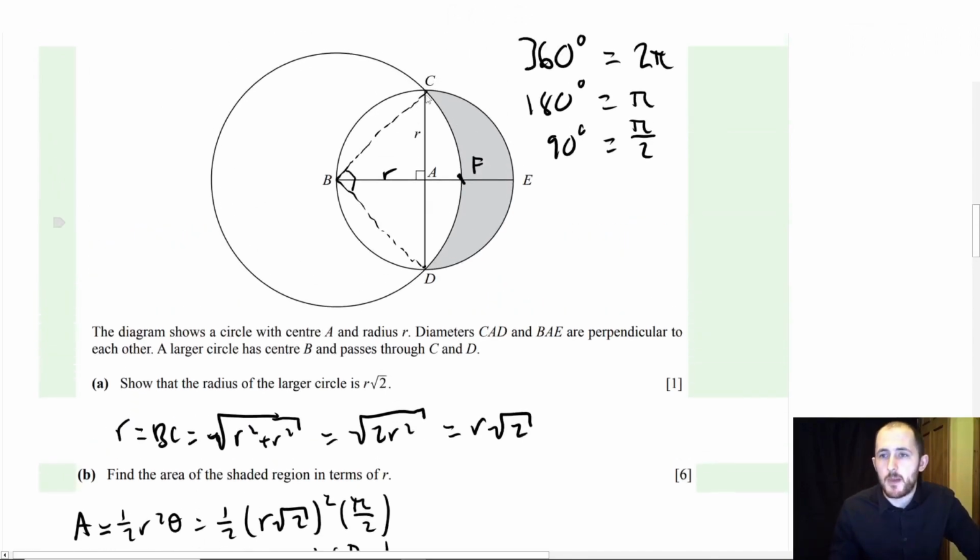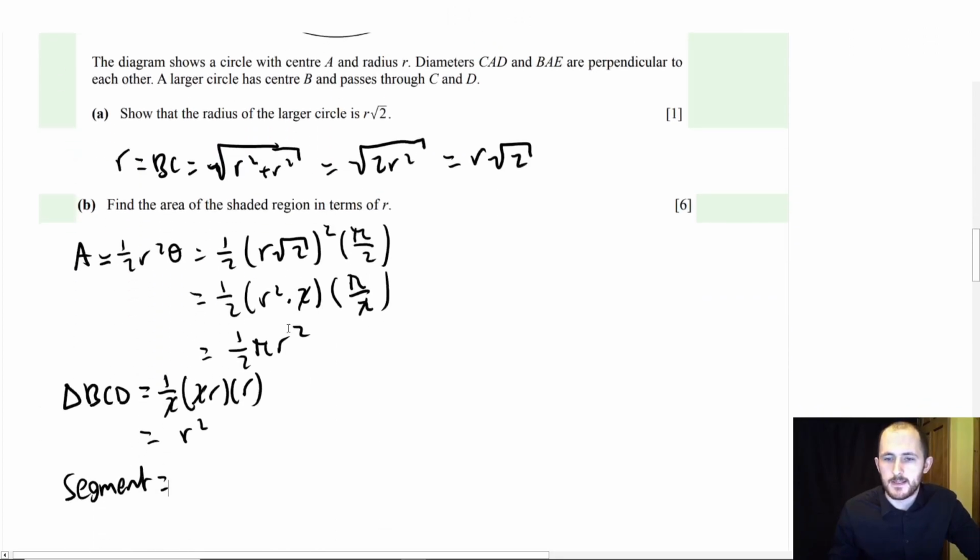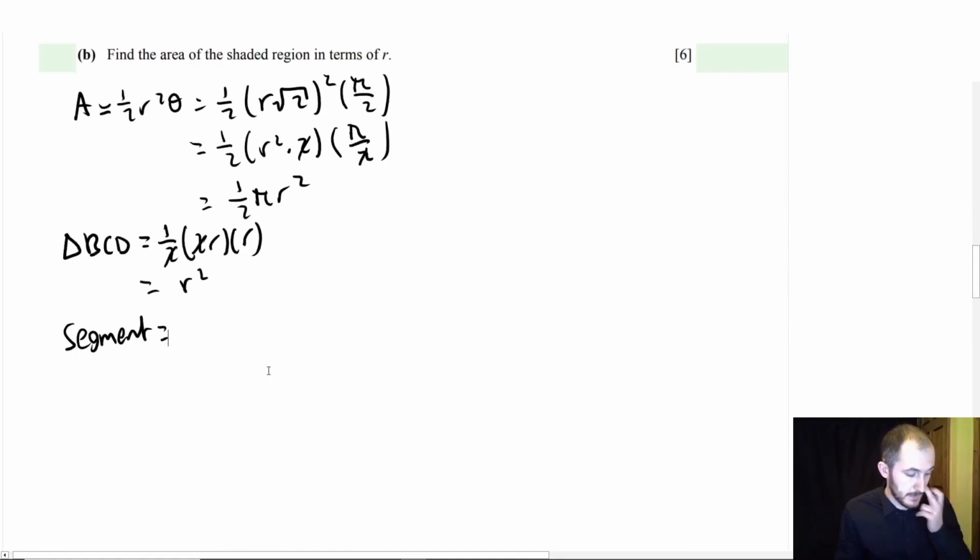So here's my general plan, right? I'm going to work out the area of this big semicircle and subtract the little segment inside it. Now the segment is going to be this sector minus the triangle. So let's do that. We have half pi r squared minus r squared. Can't really do anything fancy yet, so I'm going to leave it as is.